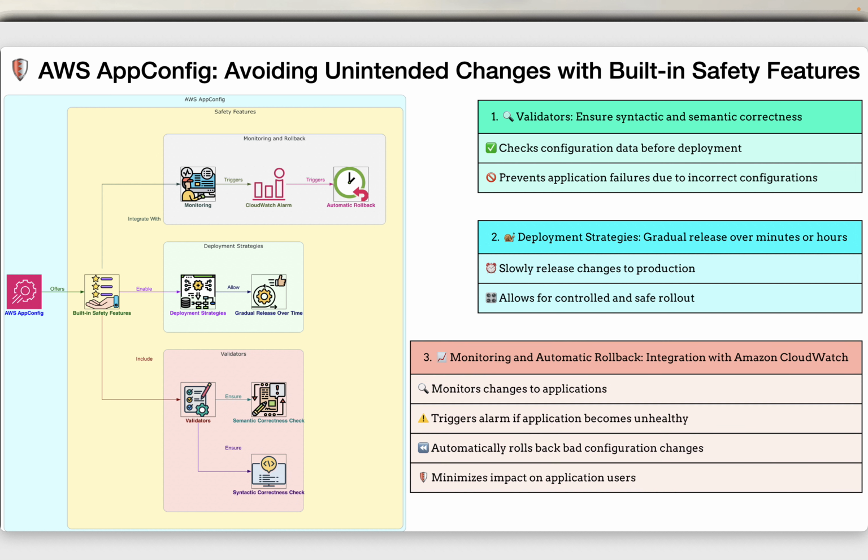AWS AppConfig integrates with Amazon CloudWatch to monitor changes to your applications. If your application becomes unhealthy because of a bad configuration change and that change triggers an alarm in CloudWatch, AWS AppConfig automatically rolls back the change to minimize impact on your application users, providing a safety net against configuration related issues.